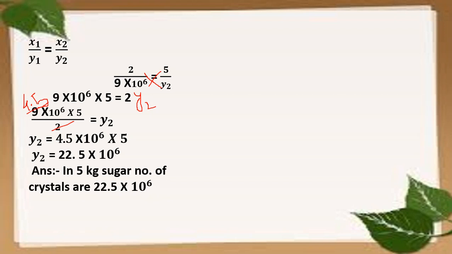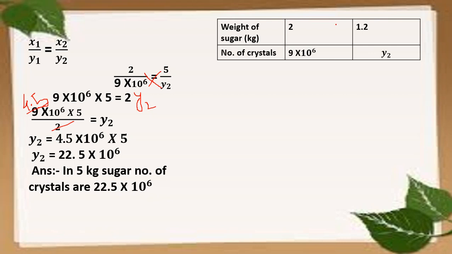Now for the second, where the number of crystals we have to find out in 1.2 kg of sugar, express this in the table form. Again here observe this, the number of crystals given is 9 into 10 raised to the power 6 in 2 kg. Now we have to find out number of crystals for 1.2 kg.